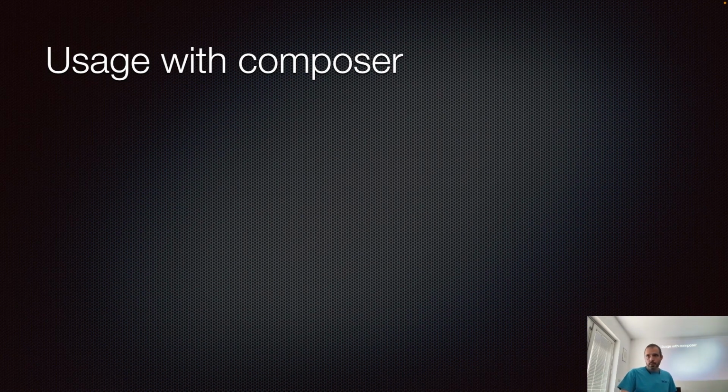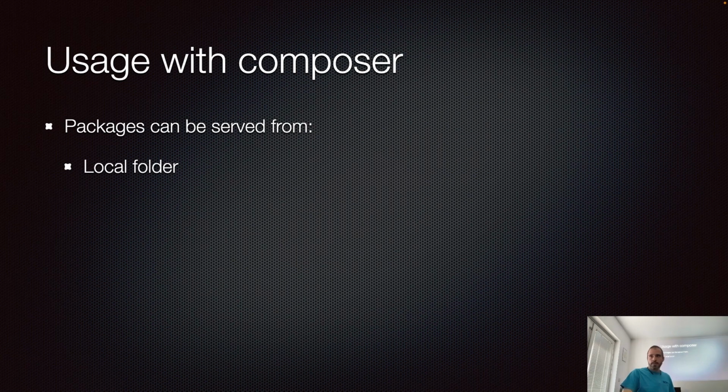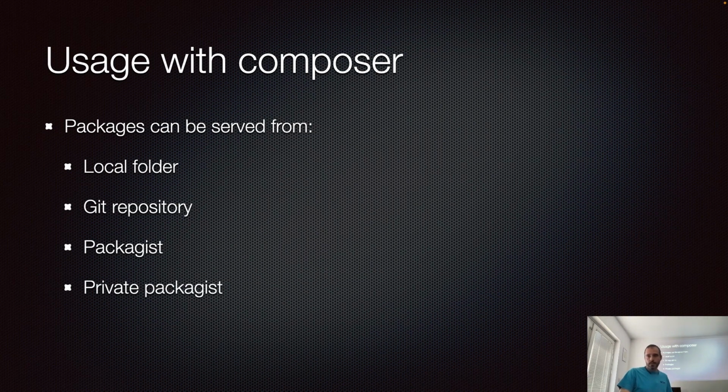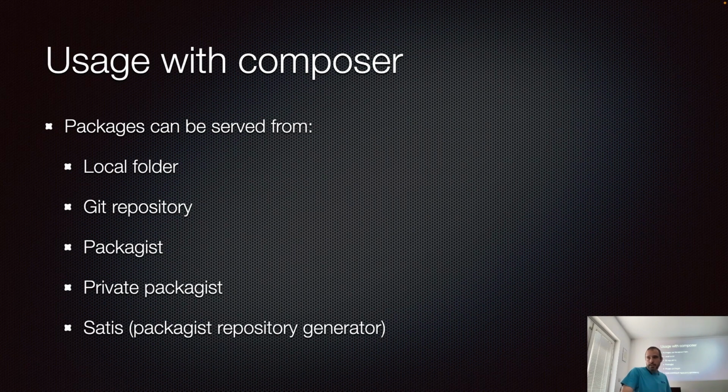So how do we use it with Composer? Packages can be served from different sources. First is the local folder, which would be interesting when we develop the package. I will show you later how to do that. This can be served from a Git repository. This can be served from the Packagist repository as well, or from private Packagist for the private packages, and from Satis.